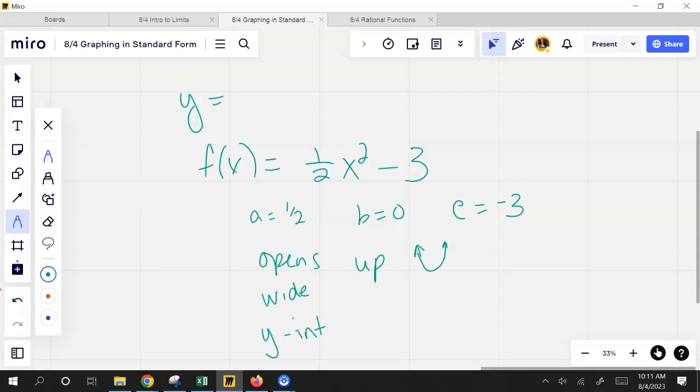If A, you're looking at A for up or down. A tells you everything except that y-intercept. A tells you up or down, skinny or wide. The absolute value of A. The bigger A gets, the more it makes that graph just skinny. The smaller A gets, like 1/2, 1/3, 1/4, the more it widens it up. No, skinny or wide has nothing to do with negative. That's positive or negative. That's exactly right.